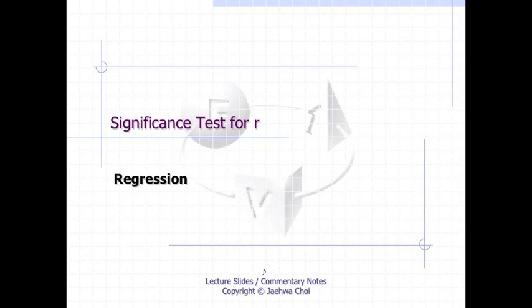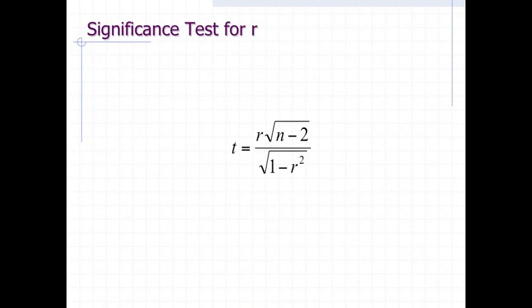Significance test for R. The formula for a significance test of Pearson's correlation is shown here. Again, n refers to the number of pairs of scores.